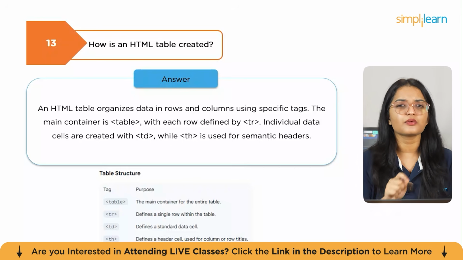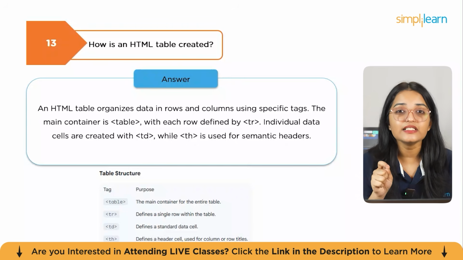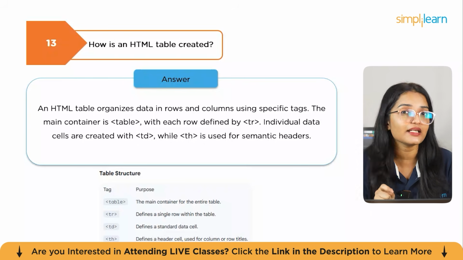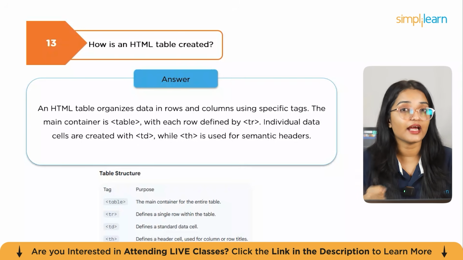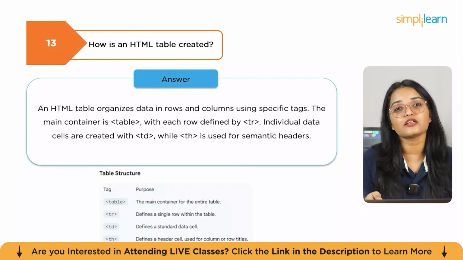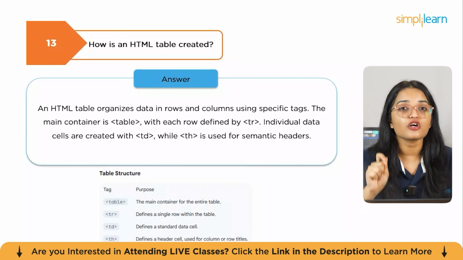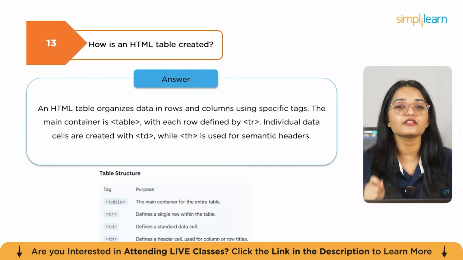The process begins with a table tag, which acts as the main container. Inside this, each row is defined by the TR, which is the table row tag. Individual data cells within a row are defined by the TD, which is the table data tag. For headers, we've got the TH, which is the table header tag, and this is used instead of table data to provide semantic meaning. This structure creates a grid-like layout which can be further enhanced with attributes and CSS for styling.